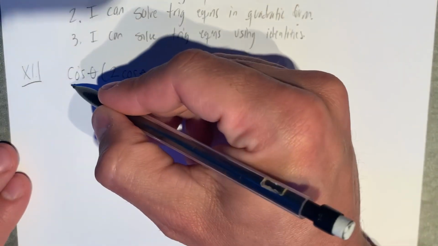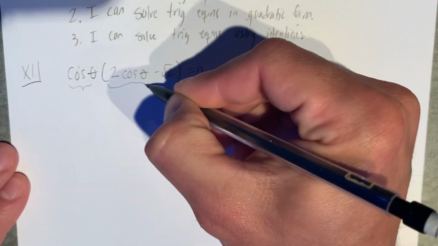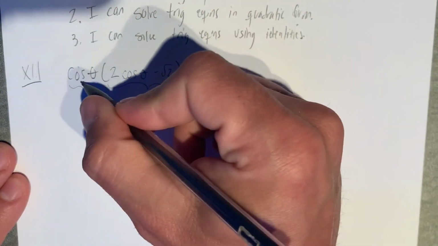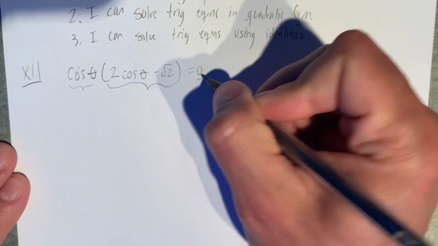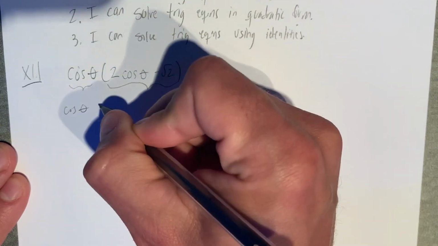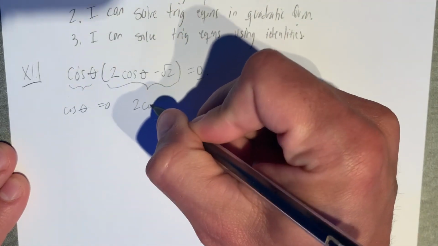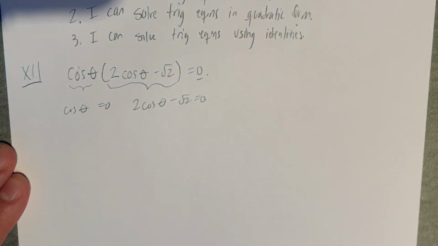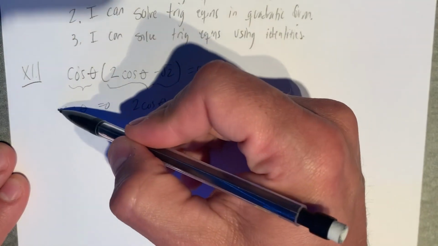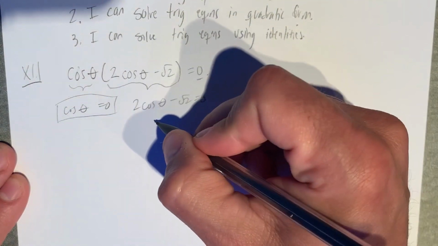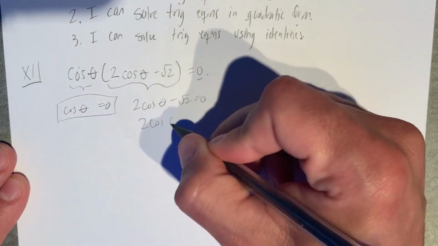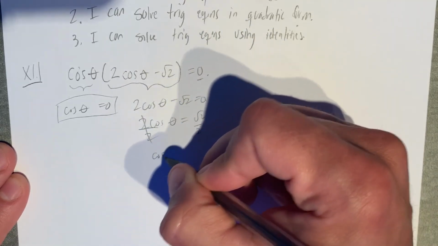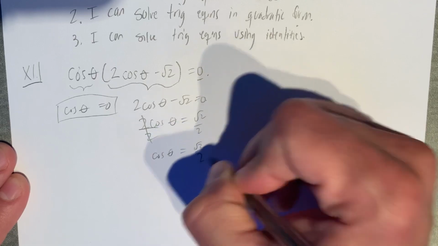Now, since this is already in factored form, I can take the two factors and solve them separately. The zero product property says that since this is equal to 0, I could either say cosine of theta equals 0, or 2 cosine theta minus root 2 equals 0. I can solve them separately. This one is already done. Let's add root 2 to both sides and get 2 cosine theta equals root 2, and then divide both sides by 2, which means cosine of theta is root 2 over 2.